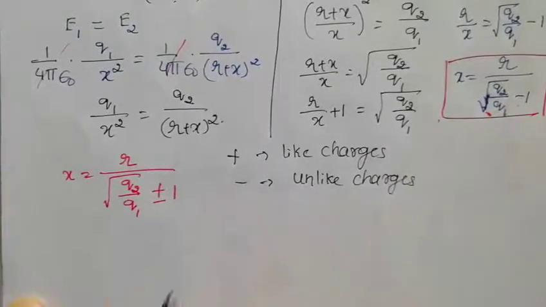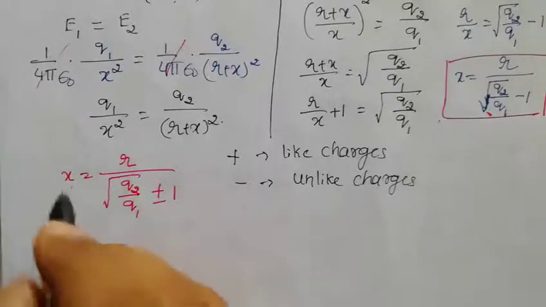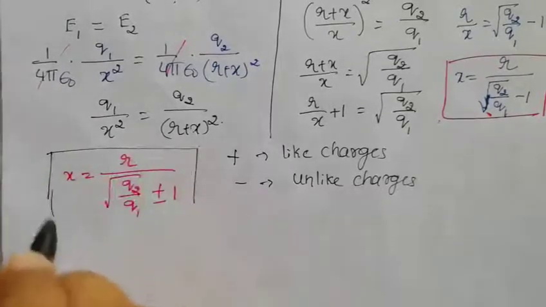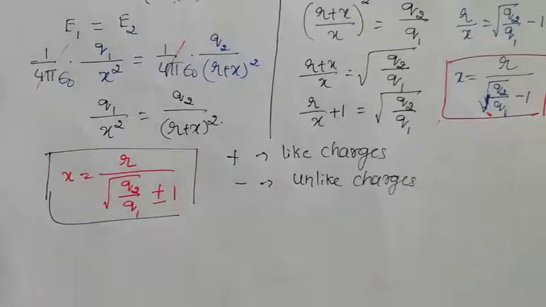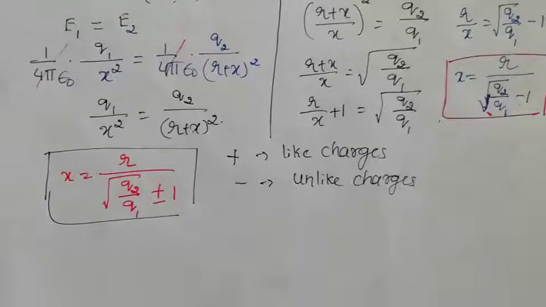So use positive sign when they are given like charges. Use negative sign when they are given unlike charges. So that will give us the neutral point location in the case of two charges. Okay, so this is about the neutral point formula.